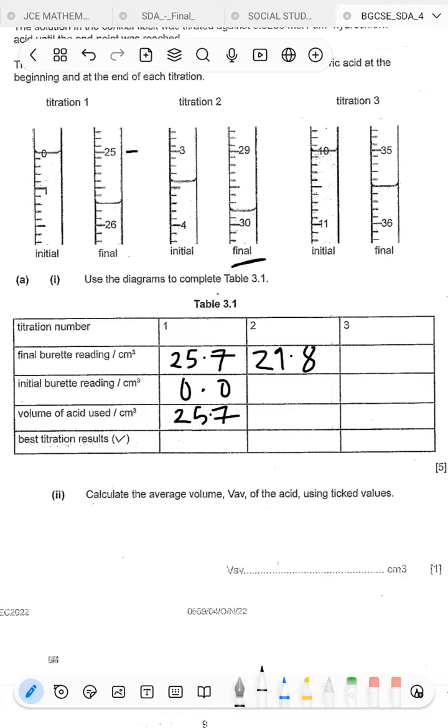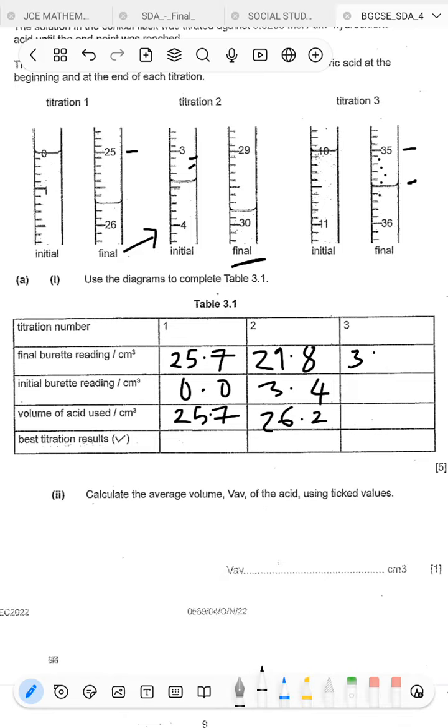29.8. The initial, this one here, is going to be 3.4, and then the difference there, I already calculated it, is going to be 26.2. Then the final titre, we have what? The final is 35 point... this is 5. 1, 2, 3, 4, 5.